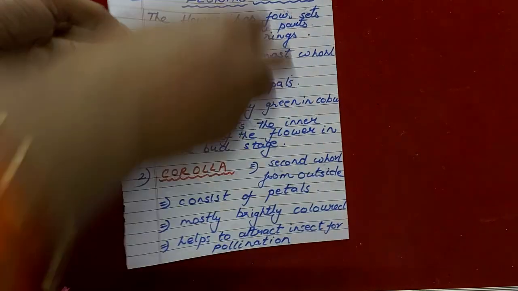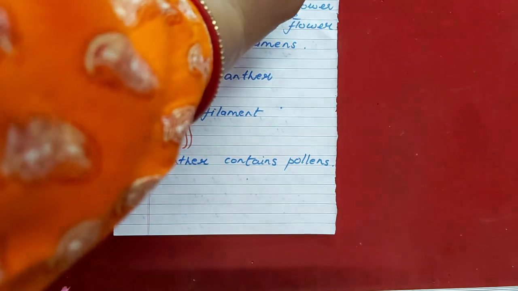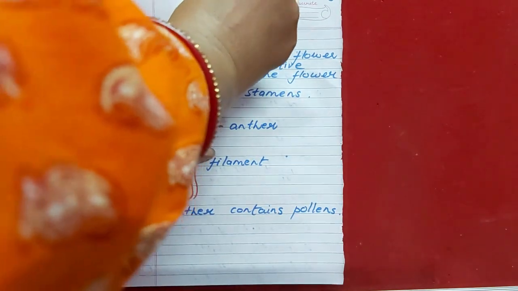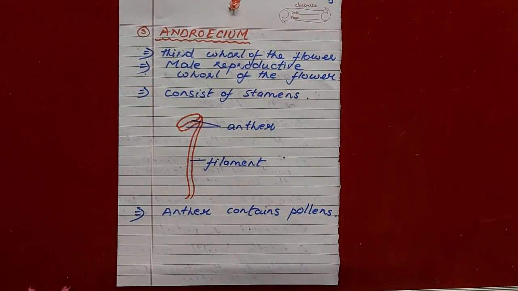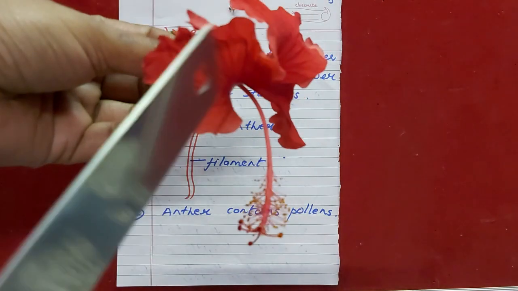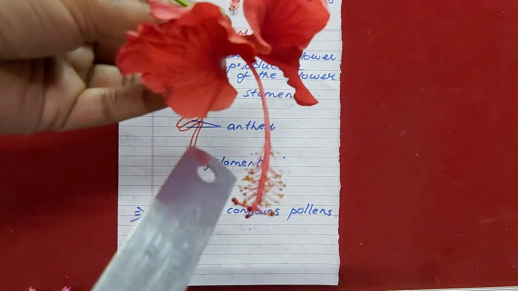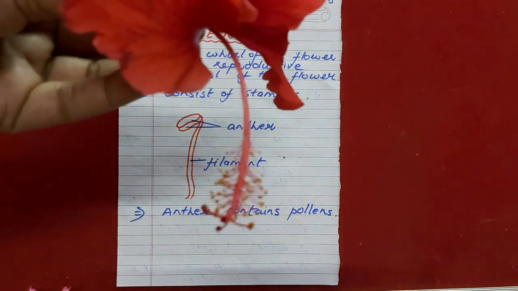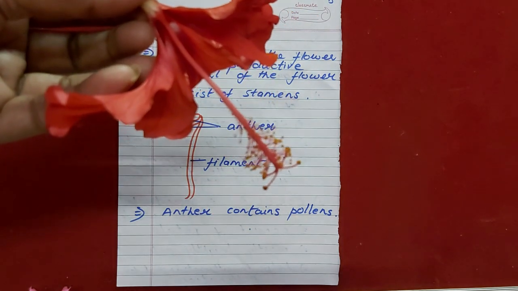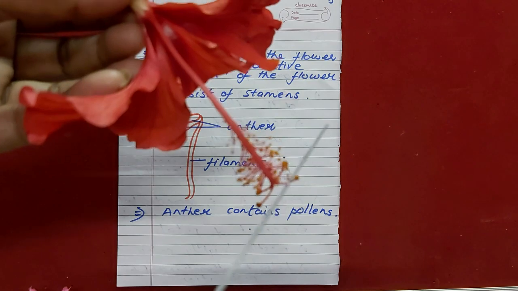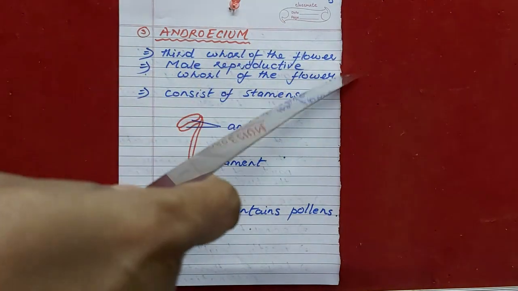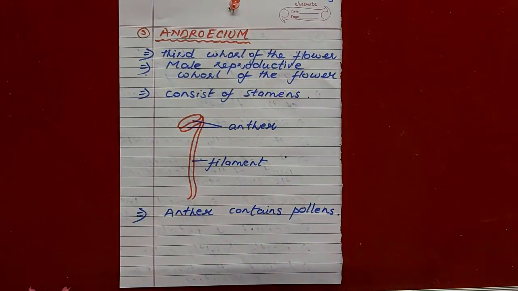Now the next floral parts are the androecium and the gynoecium. Androecium, see this one. First see this thing coming out. You can see small, tiny yellow, rounded structures. This is the androecium. It is the third whorl of the flower, and it is also called the male reproductive whorl of the flower.